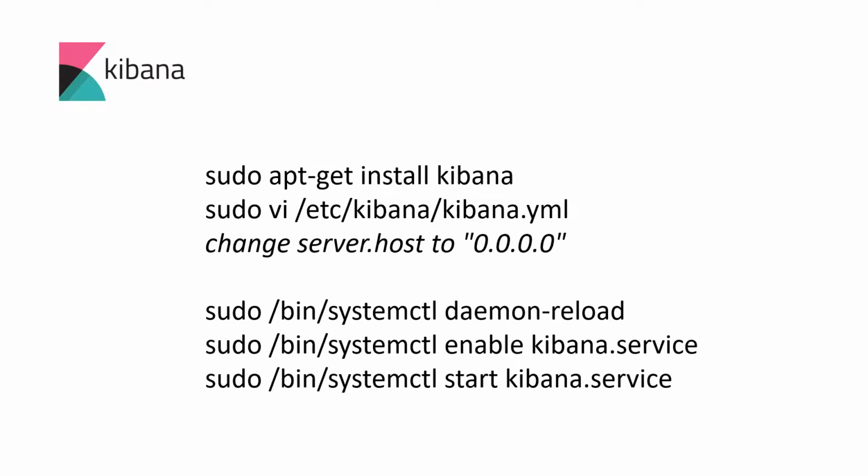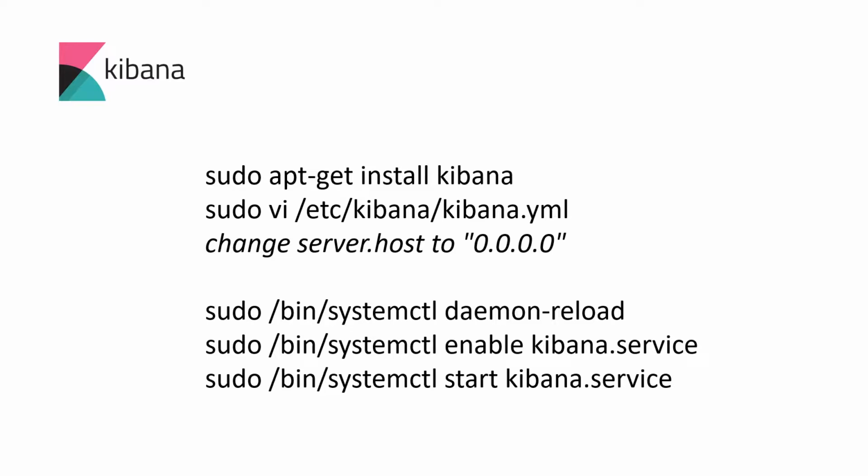Then we install Kibana. We need to change something in the config file kibana.yml. When you change the server host to 0.0.0.0, don't forget to also add the double quotes around it, because otherwise it won't work. Then you do the daemon reload, enable Kibana service and start Kibana service. Then hopefully you get your Kibana that you can reach from your browser on your computer.